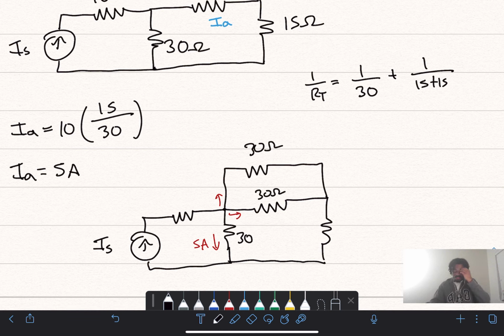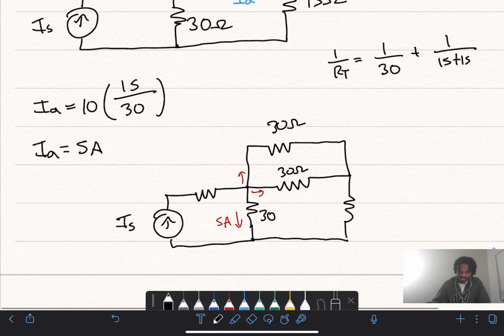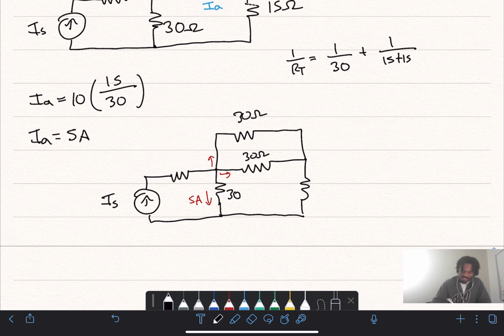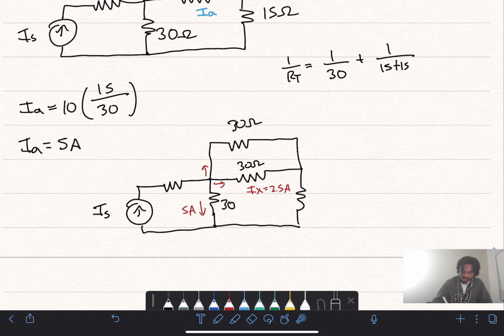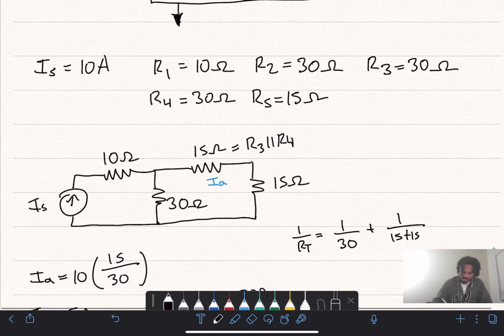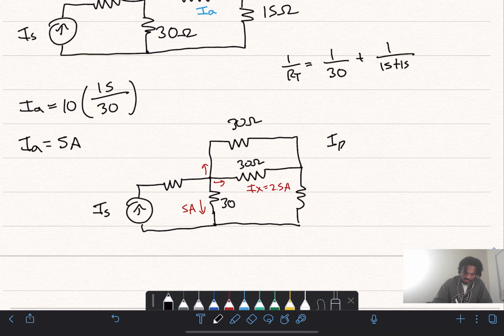Now I know that because both of these resistances are equal, the current is going to be divided evenly. So I can from here say that IX is going to be equal to half of 5, which is 2.5. But just to show how we're getting there, we're now working with the parallel combination of 30 and 30. So this was R4.